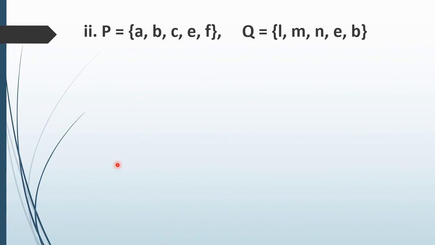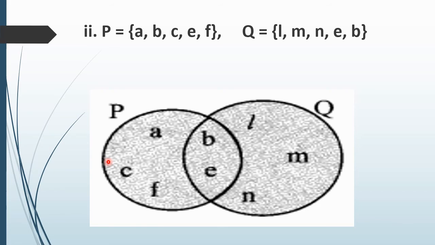Second question, P is equal to {A, B, C, E, F} and Q is equal to {L, M, N, E, B}. Let's draw a Venn diagram. So here in this Venn diagram you can see P is equal to A, B, E, F, C and Q is equal to L, M, N, B, E. Here B, E are common elements.